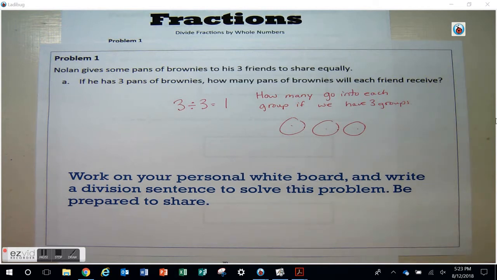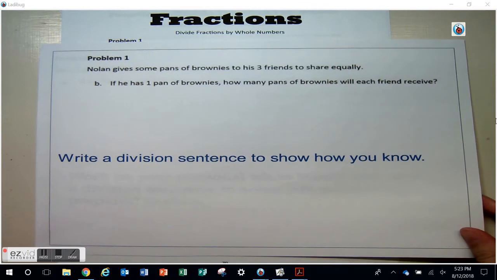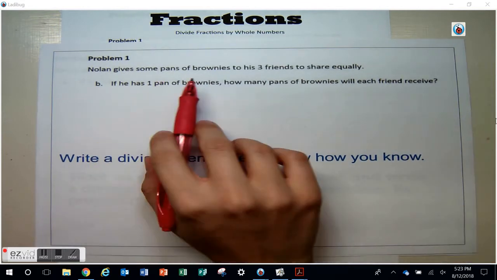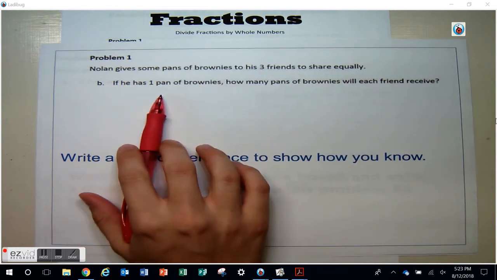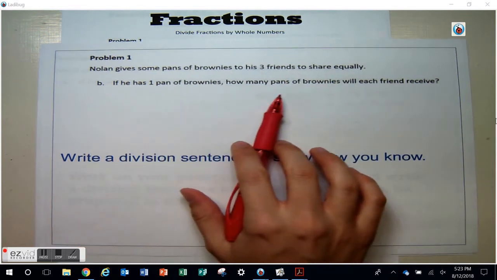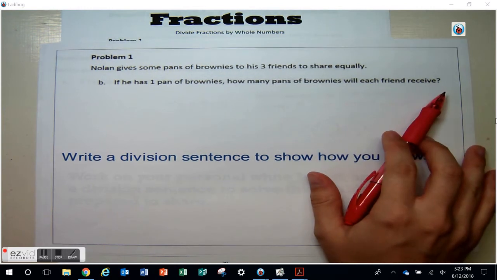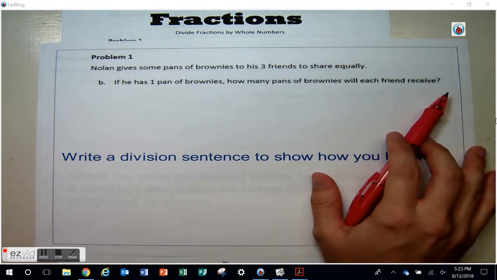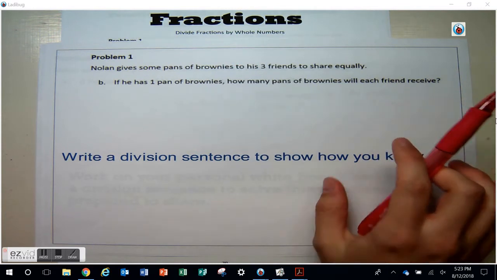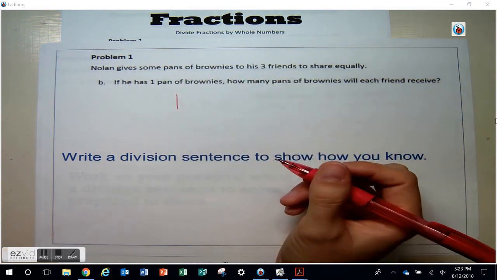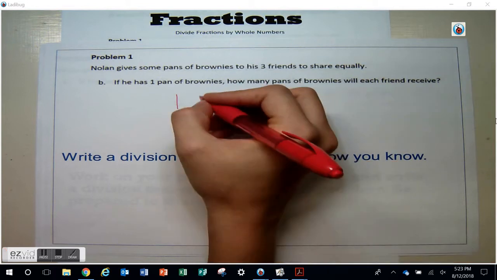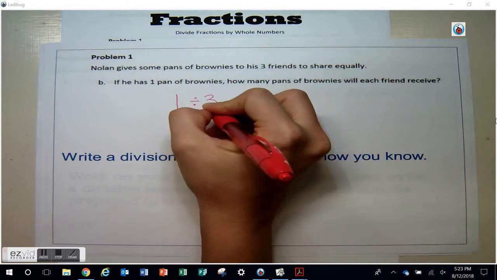Let's look at this problem here. Nolan gives some pans of brownies to his 3 friends to share equally. If he has 1 pan of brownies, how many pans of brownies will each friend receive? Well, in this problem, what are we dividing equally? We're dividing that 1 pan of brownies. And how many friends are we splitting it among? We're splitting it among 3 friends.